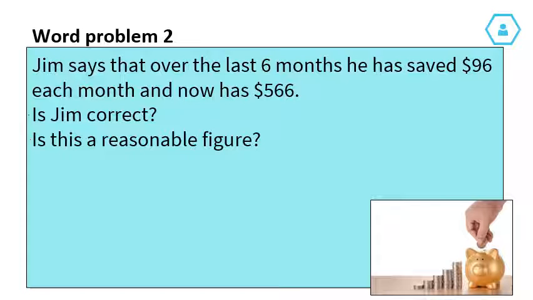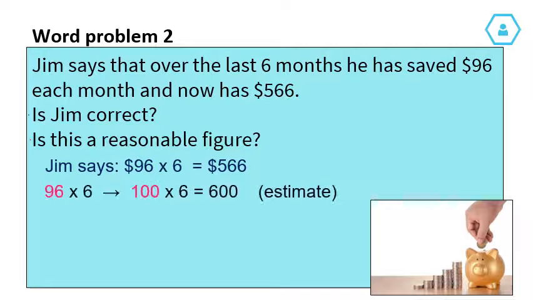So let's put this into a number sentence. Communicate what Jim is saying in a number sentence. Each month for 6 months, he's saved $96. So we can say that Jim is saying $96 multiplied by 6 equals a product of $566. Now I want to figure out whether this is a reasonable figure.